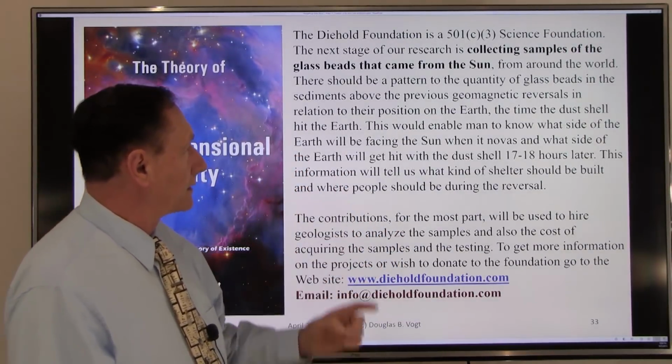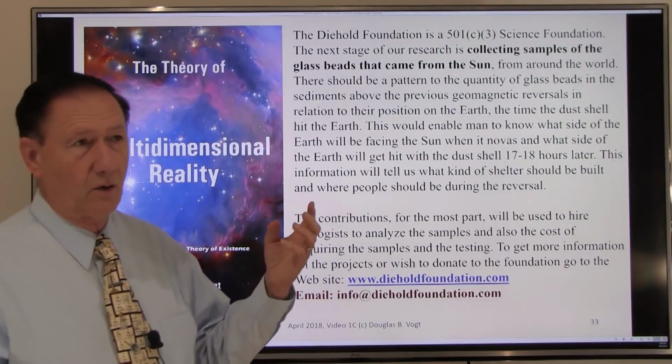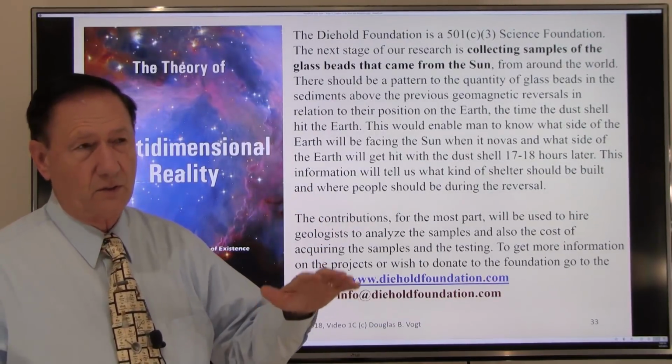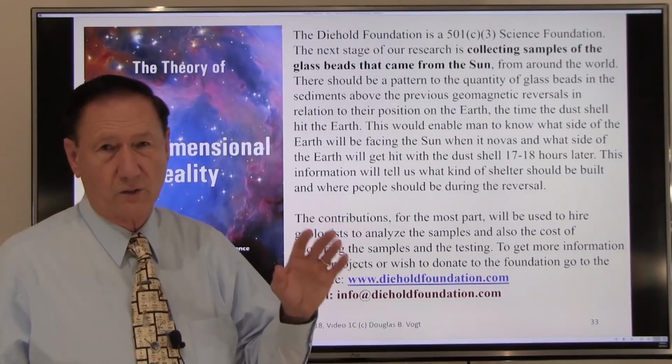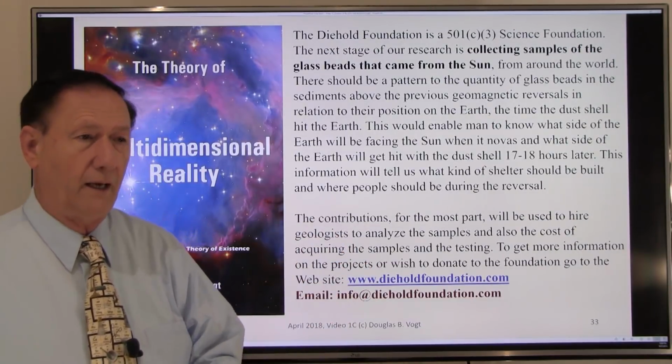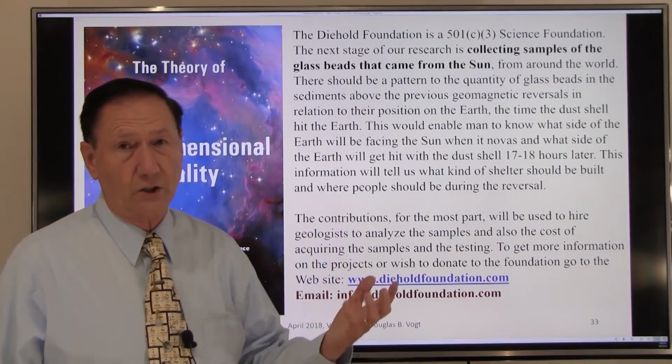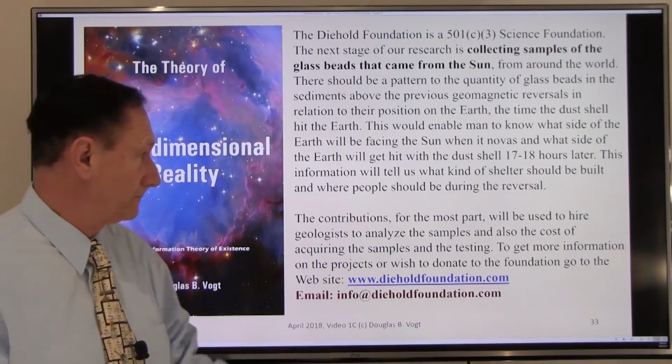What we want to do is collect the samples of the glass beads to know what's already in the ground and sediments. We may be able to figure out what side of the Earth is facing when the sun does nova, and what side of the Earth is facing when this dust shell hits us 17 or 18 hours later.